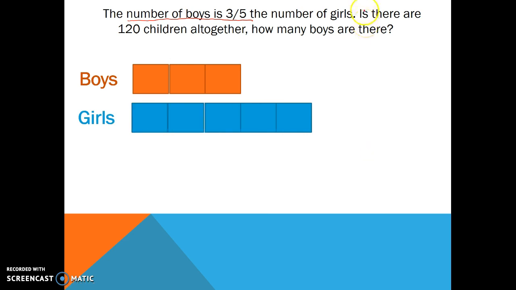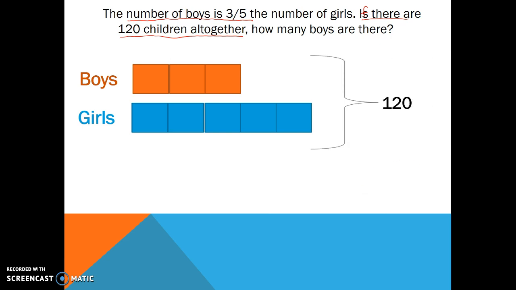Oh, I've got a typo there. Sorry, guys. It should say if. So if there are 120 children altogether, how many boys are there? Okay, let's just take this piece of information right here. If there are 120 children altogether, so all my units of boys and girls added together are going to equal 120 children.